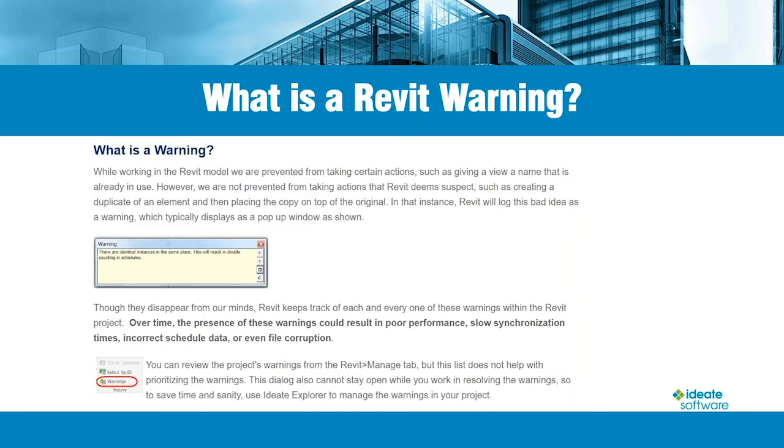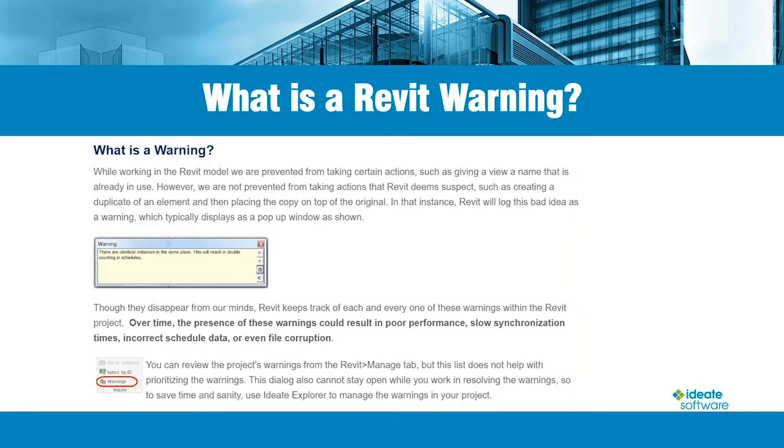It can have incorrect schedule data, especially when you've got duplicated instances, or errors when it comes to tagging, and then potentially, depending on the error, even file corruption. So it's incredibly important to have a system where you can interact and review these Revit warnings on a regular basis.